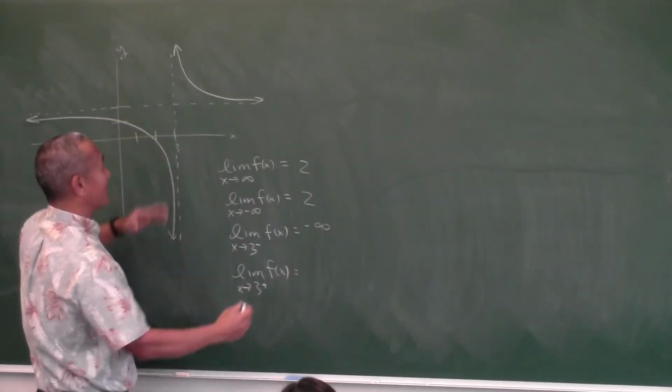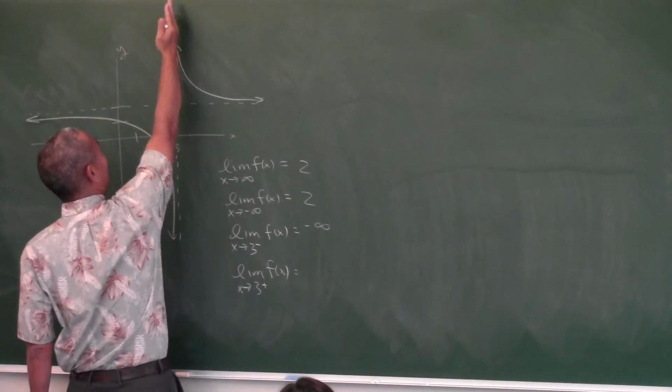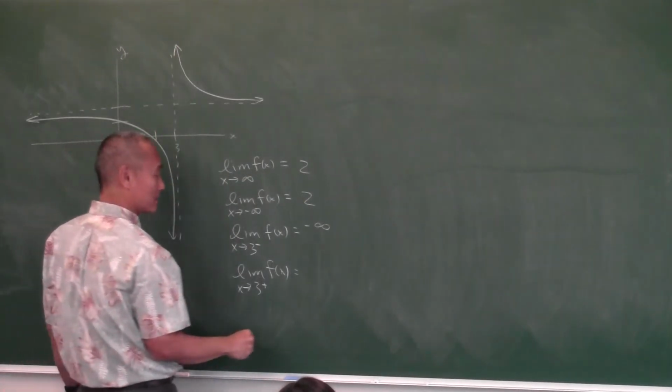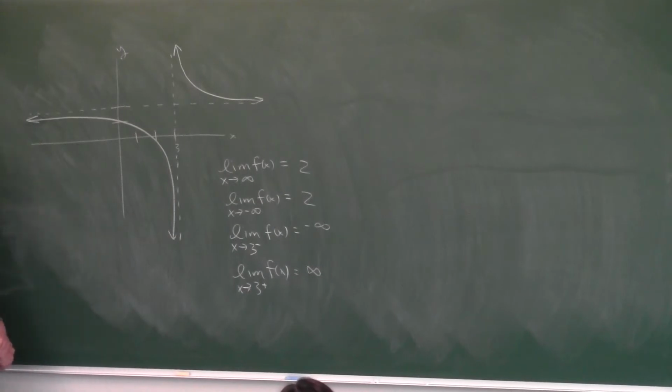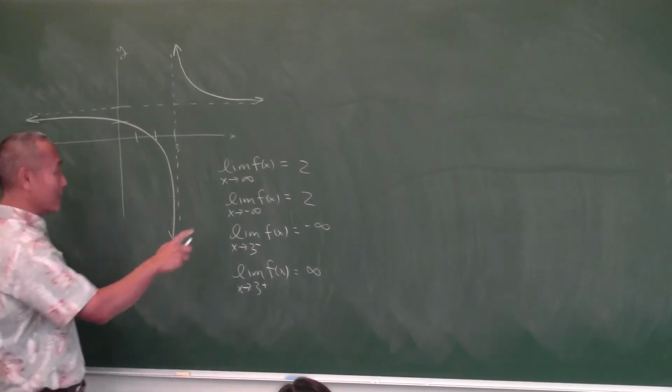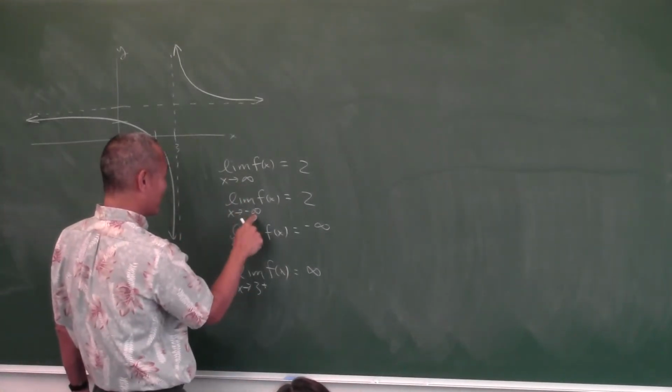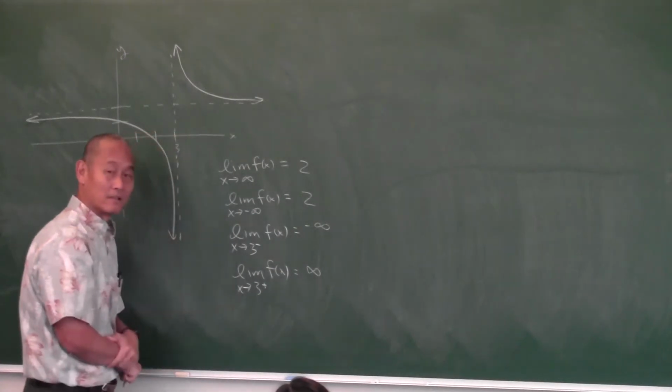Here's x equals 3. Coming from the right, the graph is exploding upward. So what do you think the limit is? Infinity. This is how we describe asymptotic behavior with limits. So tonight's homework, you're going to have limits involving infinity. Either the infinity is going to be over here or it's going to be the answer.